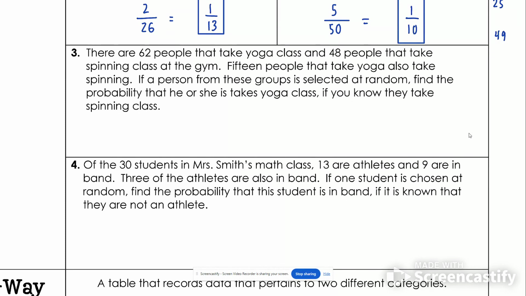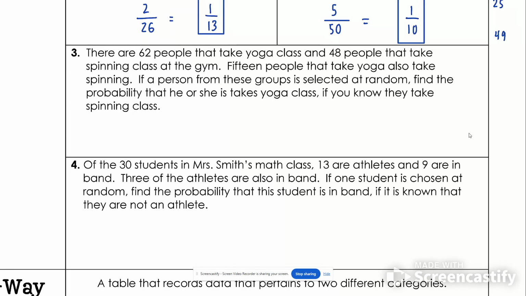So we're going to look at them a little differently. It says there are 62 people that take a yoga class and 48 people that take a spinning class. 15 that take yoga also take spinning. If a person from these groups is selected at random, find the probability that he or she is taking, it's misspelled there, is taking yoga class, if you know they take spinning class.